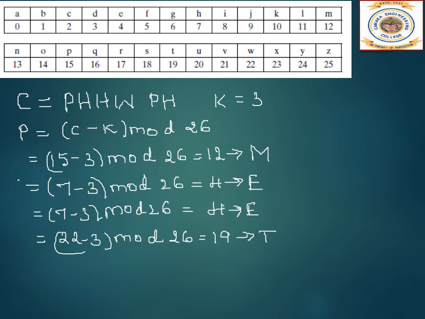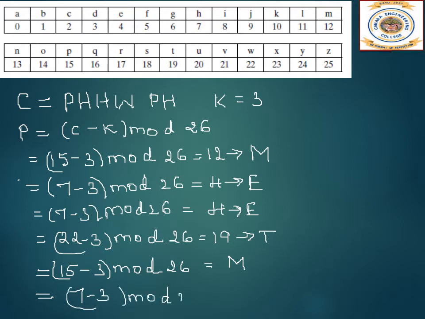PHHW as meet. Then again P. P is what again? 15. 15 minus 3 mod 26. So that is equal to M. H. So what is the H equivalent? H equivalent is 7. 7 minus 3 mod 26, which is equal to E.